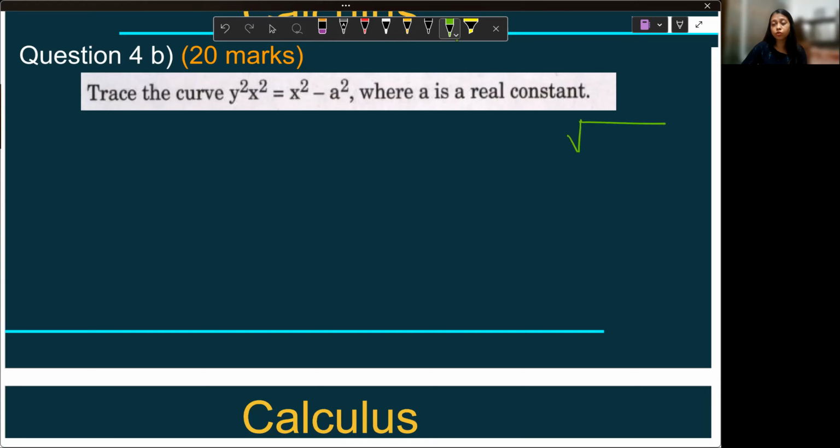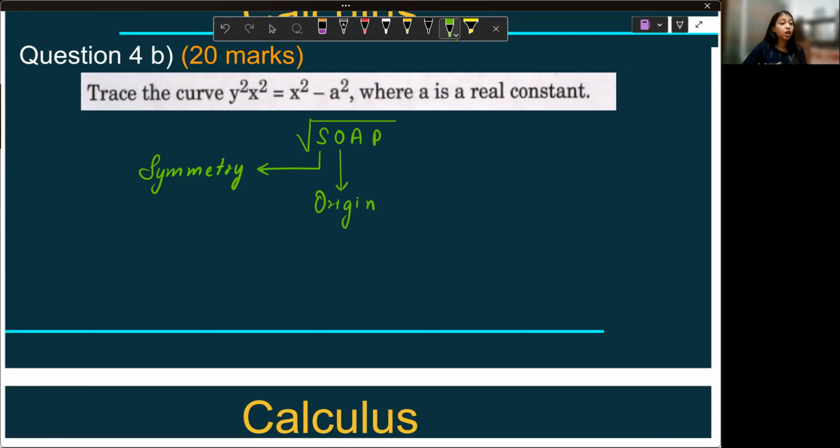We only follow one rule, which is under root of SOAP, which is so simple. You can remember that by this. Now, what do these represent? S means you need to check symmetry, with respect to some standard lines, for example, x-axis, y-axis, y equals x, y equals minus x, and about the origin. We have to check the symmetry about these. Then O means origin. If your curve passes through the origin, then you have to find out the tangents at the origin, which can be of three types: cusp, nodes, right?